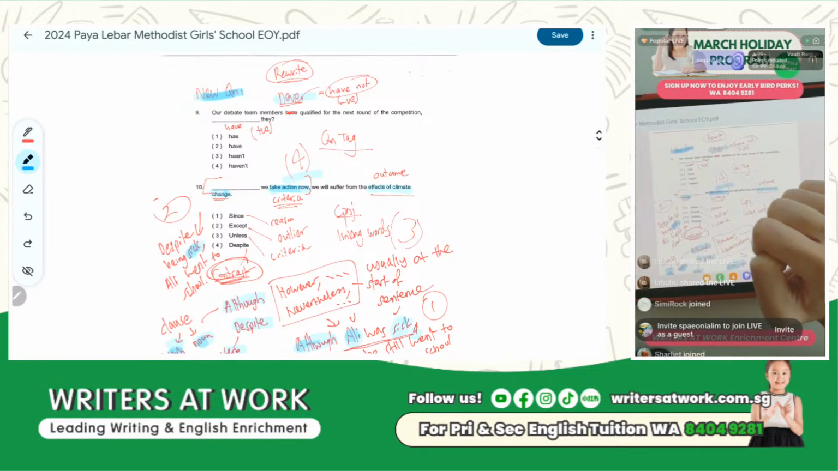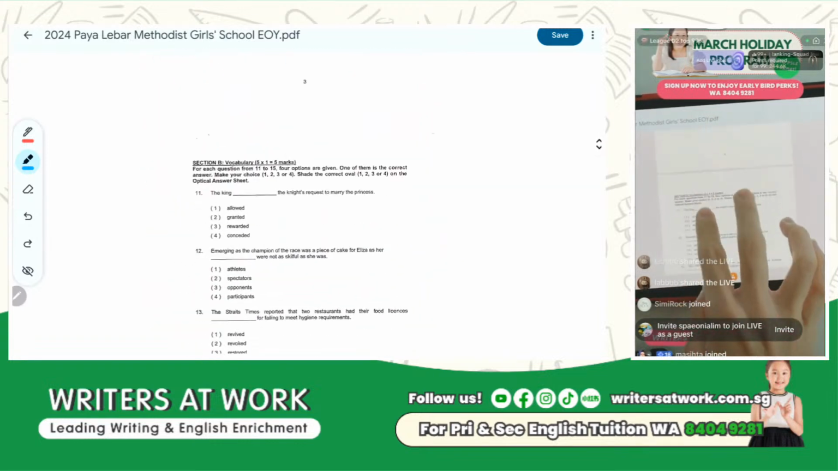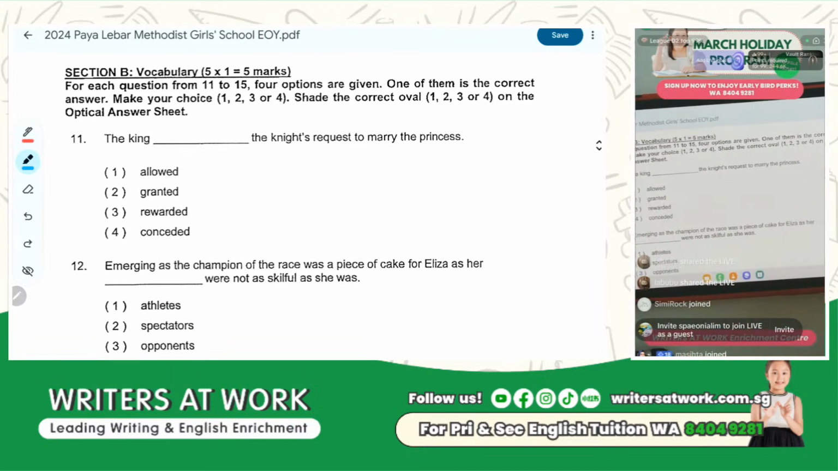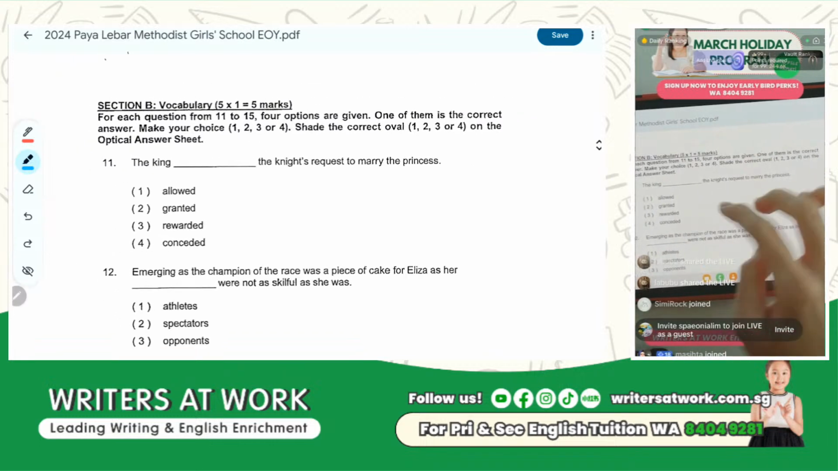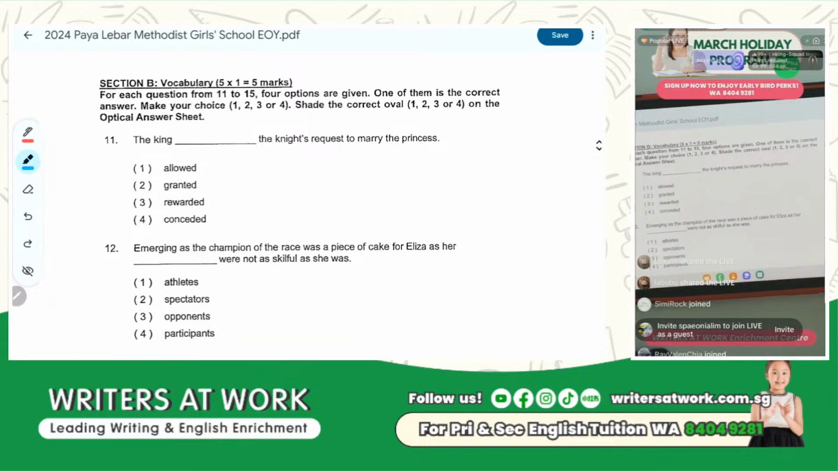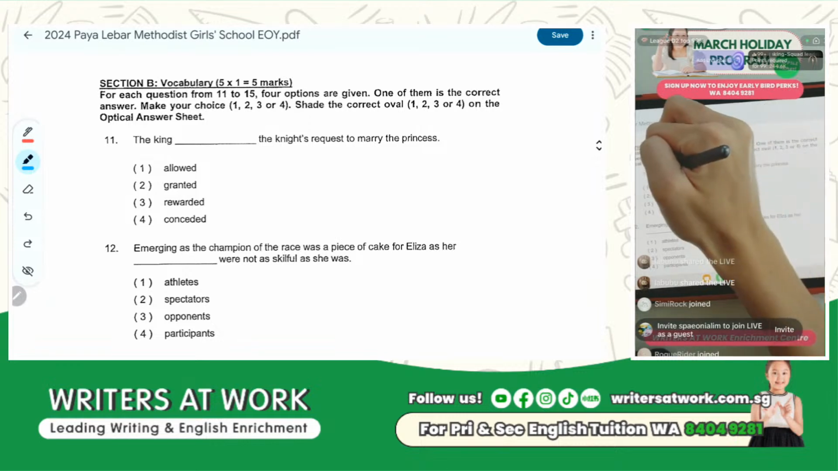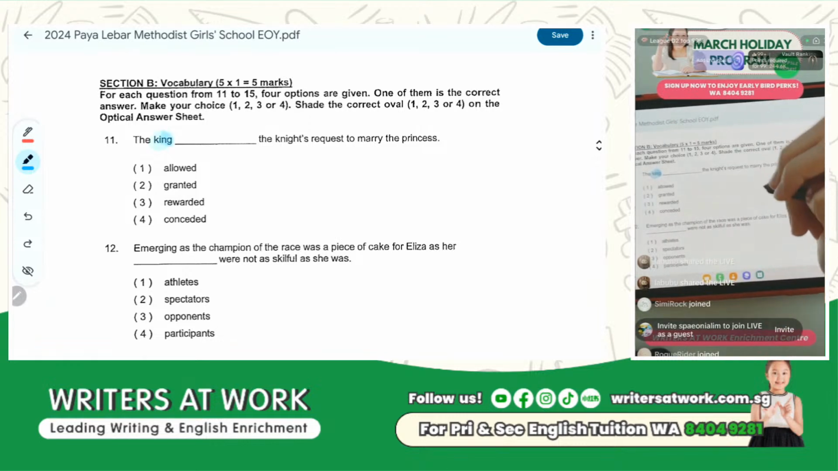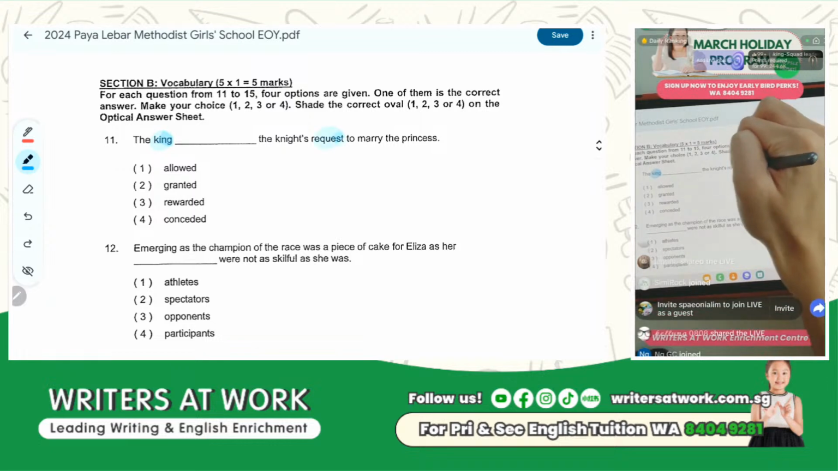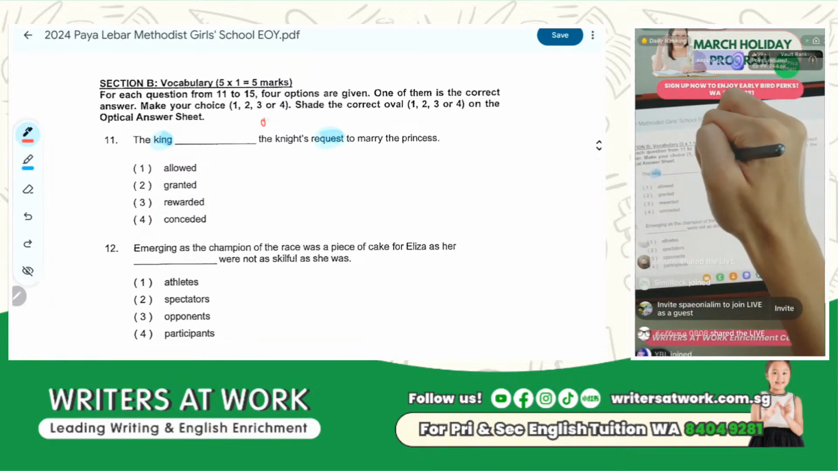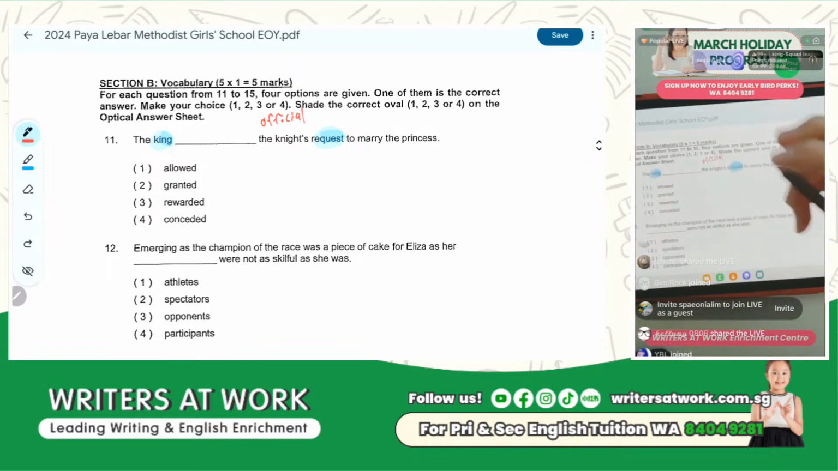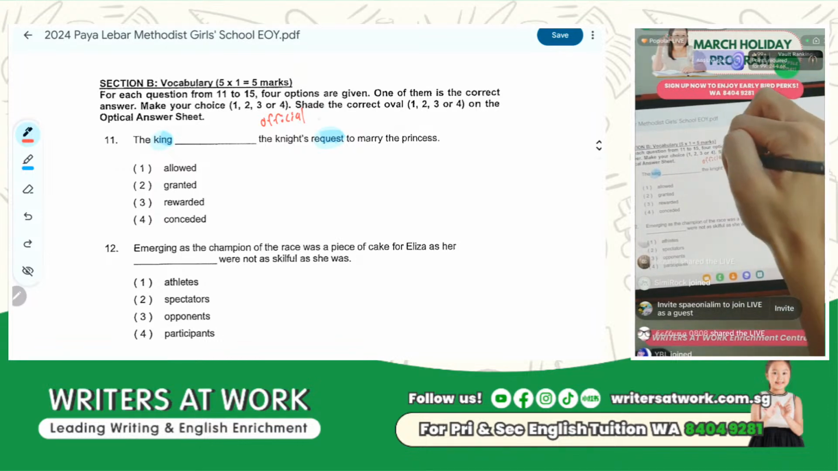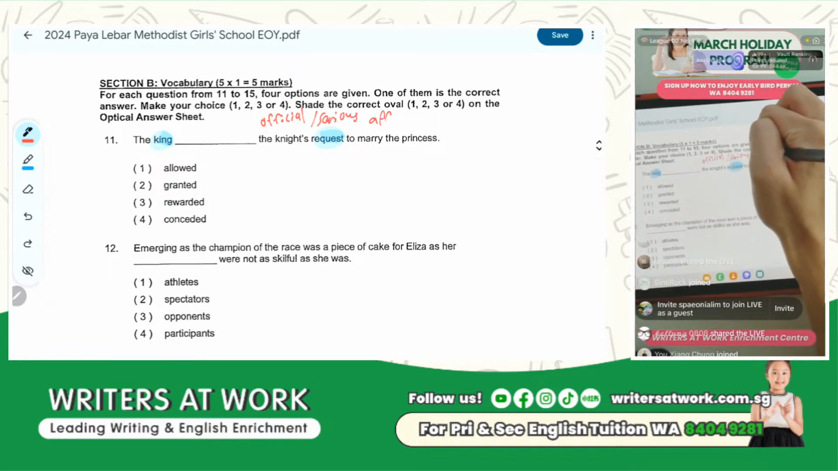Okay, welcome back everyone. Let's take a look at the vocabulary section now. The king dash the knight's request to marry the princess. For this question, you're looking at the king, so it's someone who is a very high authority, and this request here is an official one. So it's something very formal, something very serious. Let me just put it here: serious matter, serious affair.